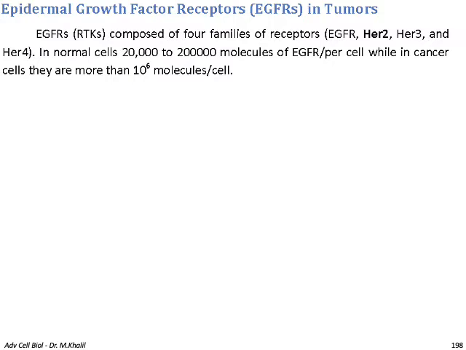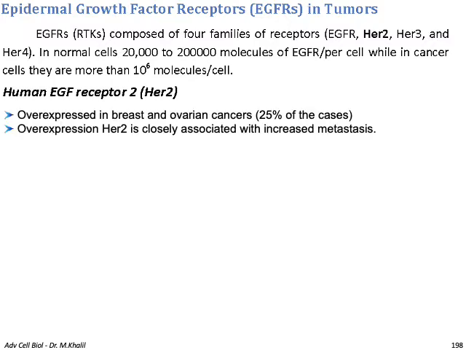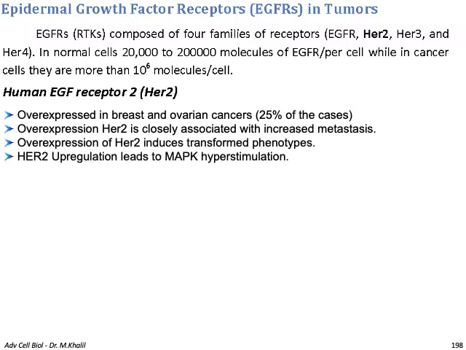For epidermal growth factor receptors in tumors, these receptors are composed of 4 families of receptor: EGFR, HER2, HER3, and HER4. In normal cells, there are 20,000 to 200,000 molecules of EGFR per cell, while in cancer, this number increases to 1 million molecules per cell. So what is the HER2 receptor, human EGF receptor 2? It is overexpressed in breast and ovarian cancers, in 25% of the cases, and is closely associated with increased metastasis.